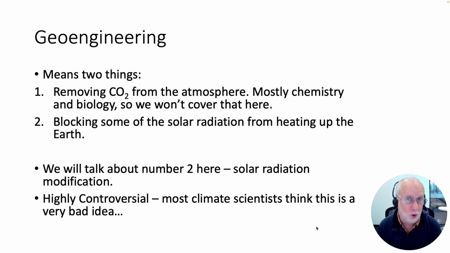What we are going to talk about is a second form of geoengineering, which is trying to block some of the sun's solar radiation from heating us up in the first place. This is called solar radiation modification. It's highly controversial, and many people, perhaps most climate scientists, think this is a very bad idea.